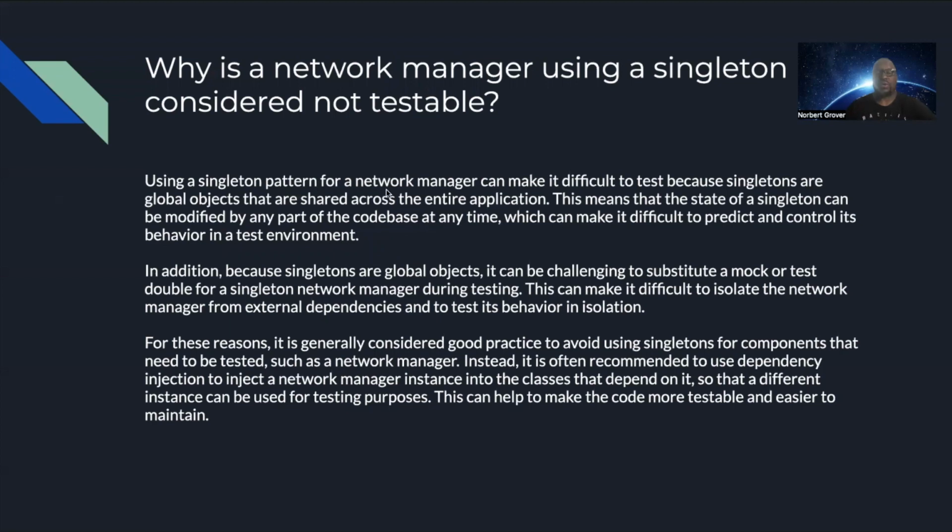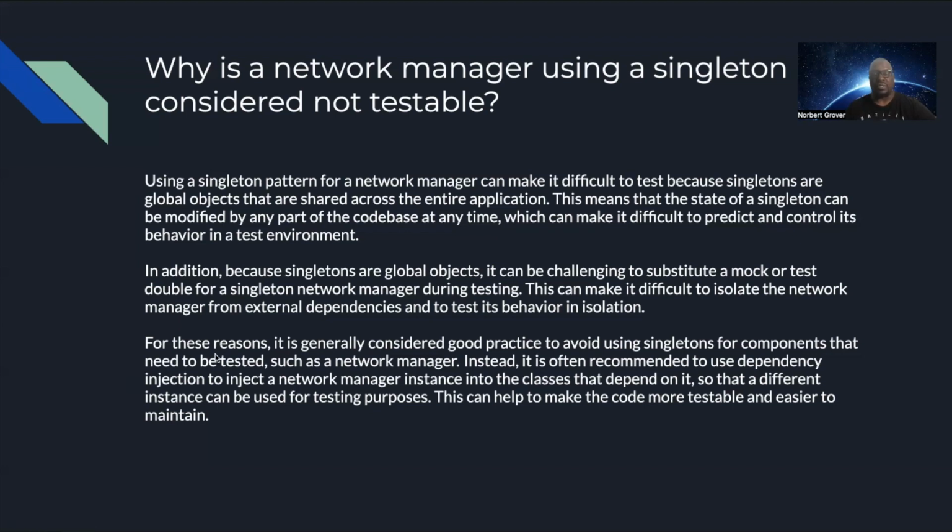Using singleton patterns for a network manager can make it difficult to test because singletons are global objects that are shared across the entire application. This means the state of a singleton can be modified by any part of the code base at any time, which can make it difficult to predict and control its behavior in a test environment. In addition, because singletons are global objects, it can be challenging to substitute a mock or test double for a singleton network manager during testing. This can make it difficult to isolate the network manager from external dependencies and test its behavior in isolation.